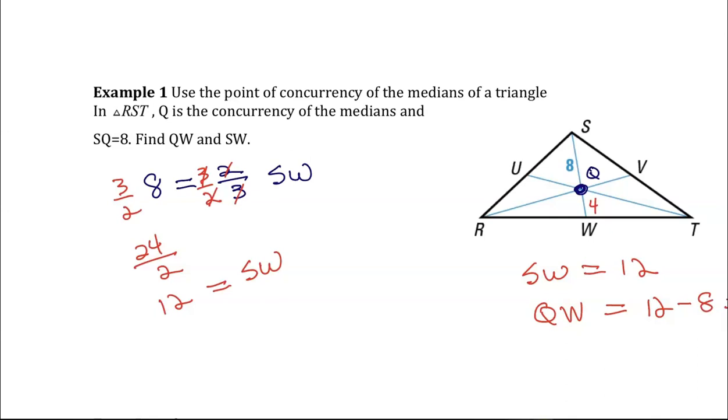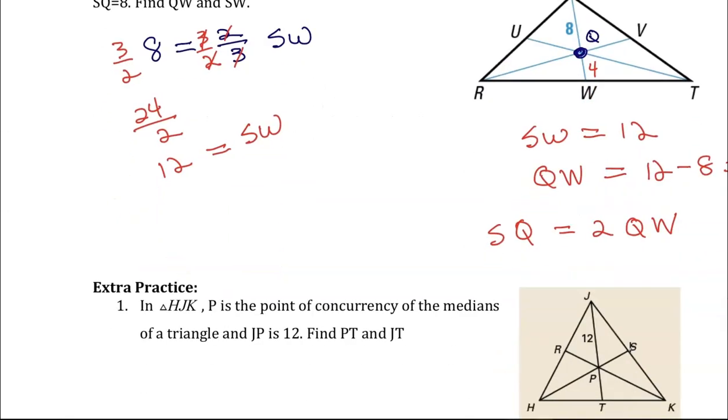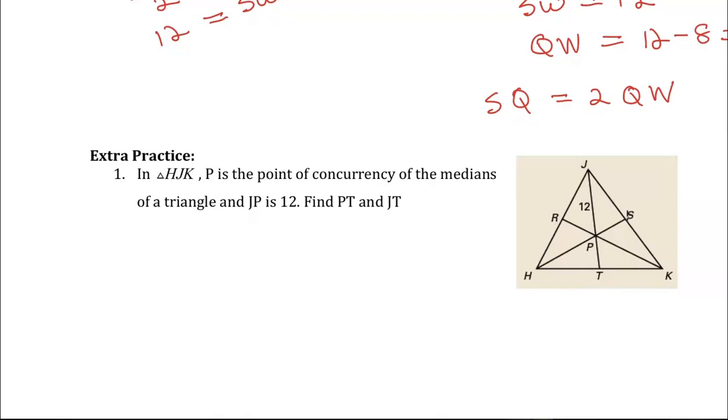Okay, so we learned something. Look how SQ equals 2 times QW. Okay, so that's nice to know. That will be something very handy later on. And I will tell you that if you recognize that, you can just say, if I know that SQ is 8, then QW has to be half of that, which is 4. And 4 plus 8 is 12, and you're already done. Okay, so picking up these relationships is going to help you tremendously.